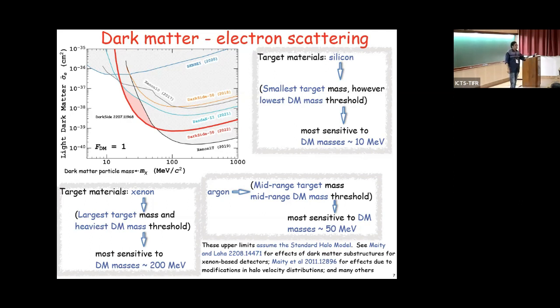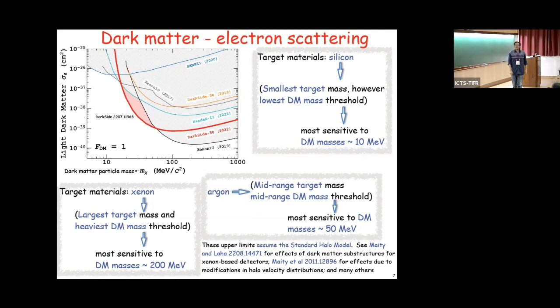Note that for nuclear scattering, this most sensitive region is roughly 30, 40 GeV. All right, so that's what I mean by if you use electron scattering, you are sensitive to much lower masses. However, I would like to say that this is a plot which assumes the standard halo model of dark matter velocity distribution. That may not be the case.